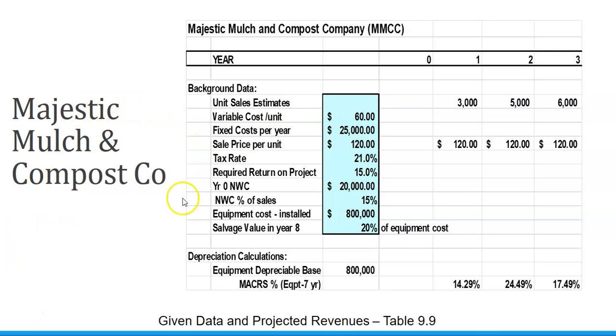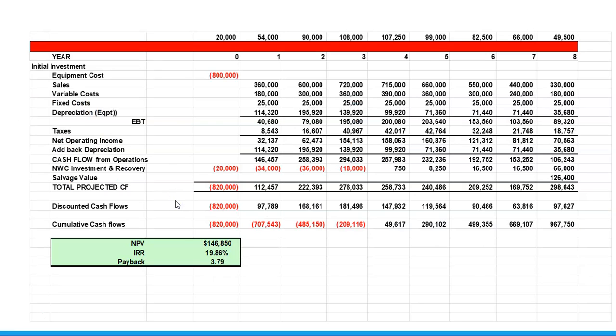So if we look at the next slide, we can see that we have projected out all of this information. Our equipment costs $80,000. We also have a net working capital investment at year 0 of $20,000. So the year of our investment or our project start is always year 0. We consider it an ordinary annuity where cash flows happen at the end of each year.